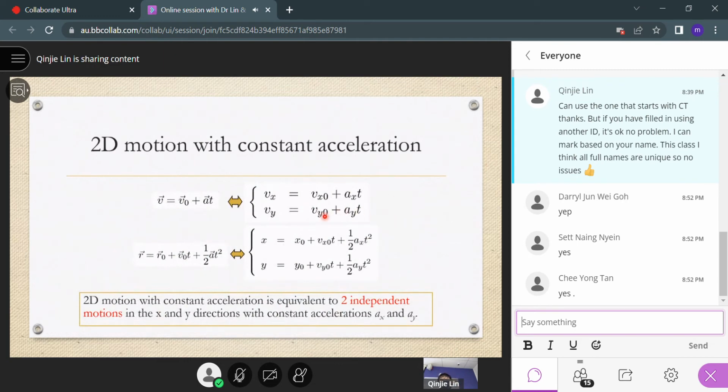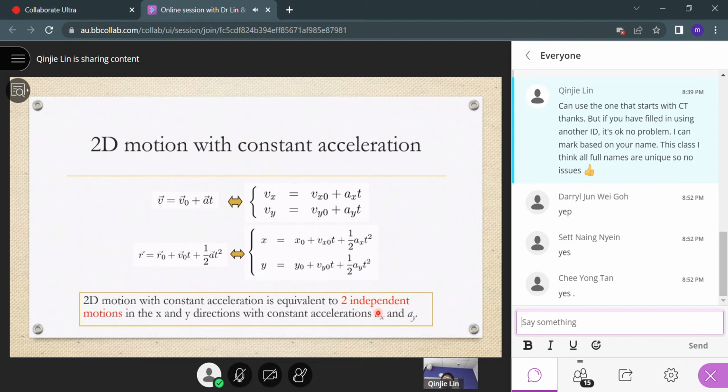Okay, so whatever that we see in the previous two slides, right, actually it means this sentence inside here. So for 2D motion with constant acceleration, it is equivalent to two independent motions in the x and y directions with these constant accelerations. So when you have 2D motions, you have one x and one y, correct? But if you analyze them separately, like for example, you take a look at the x direction first, you can apply the equations. Then if you go and isolate the y direction only, right, you also can apply the four equations. So that's what these previous two slides are trying to say.